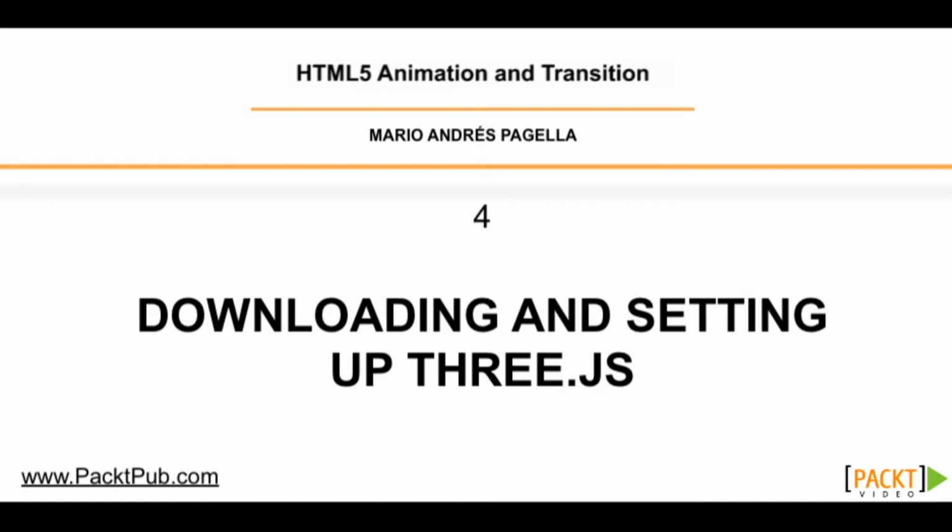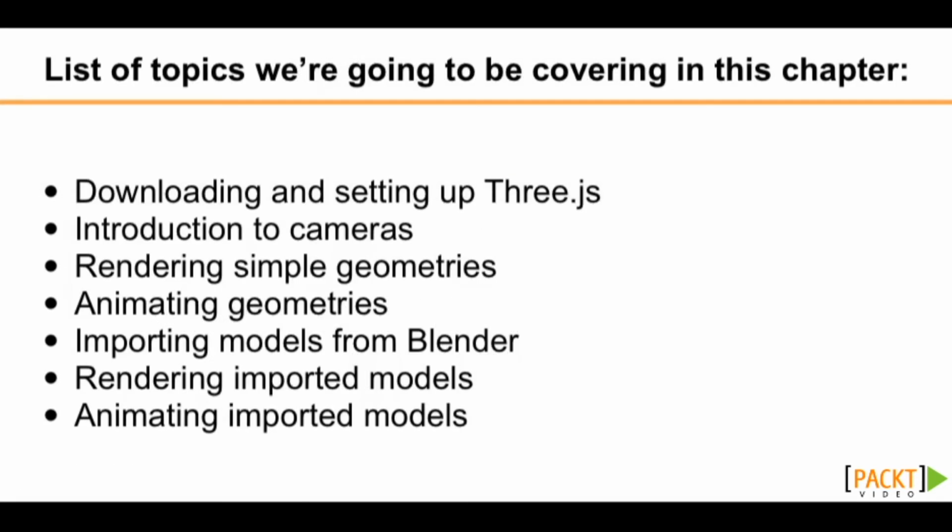Luckily for us, there's a framework called Three.js, developed by, I think, Ricardo Cabello from Barcelona, Spain. And it's a fantastic framework. There are alternatives, but my favorite is Three.js. In this chapter, we're going to be downloading and setting up Three.js. In the next video, we'll introduce cameras, and then we're going to render simple geometries and animate geometries. We're going to be importing models from Blender, which is similar to 3D Studio and Maya, which are 3D software.